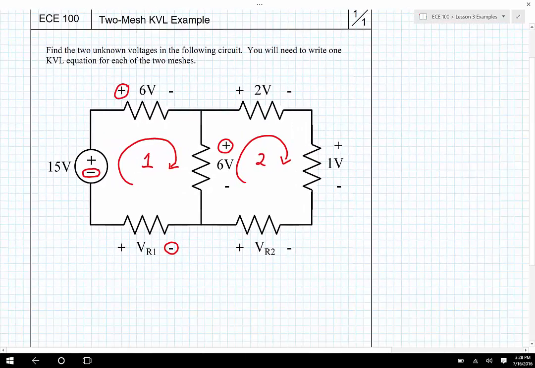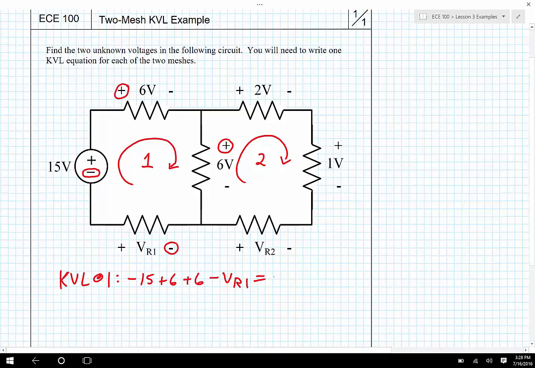So I'm going to go ahead and write the KVL for the left-hand mesh, mesh number 1. So I have KVL at mesh 1. I'm going to have minus 15 plus 6 plus 6 minus VR1 is equal to 0. And so all I did was write each sign being positive or negative, depending upon which one I encountered first.